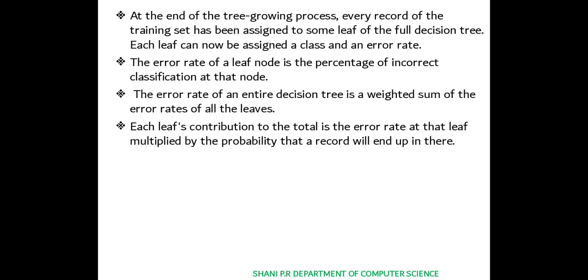So the error rate of an entire decision tree is a weighted sum of the error rates of all the leaves. Each leaf's contribution to the total is the error rate at the leaf multiplied by the probability that a record will end up there. So by considering the CART algorithm, we can calculate the error rate by considering the probability. We are using the entropy, right? The entropy formula will be used to find out the leaf nodes' error rate.